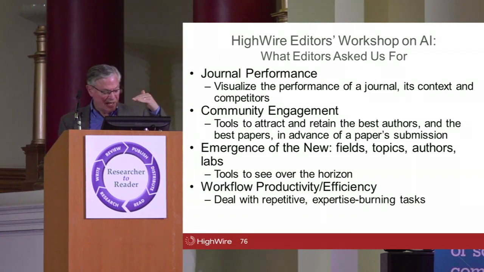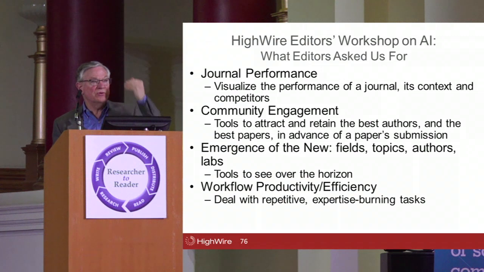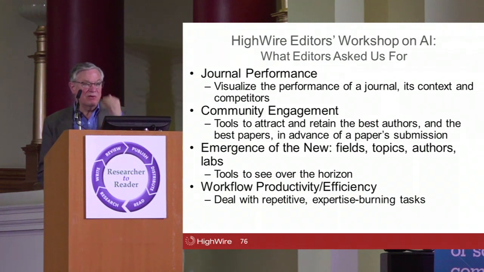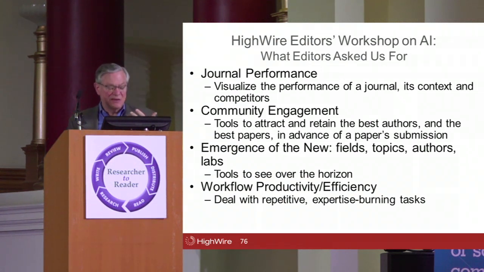Second, under community engagement, they wanted to be more effective in the very labor-intensive and somewhat serendipitous practice of attending meetings. In other words, they wanted to know which meetings to go to and who to talk to at those meetings, and what to talk to them about. And they felt that AI could help them with that.